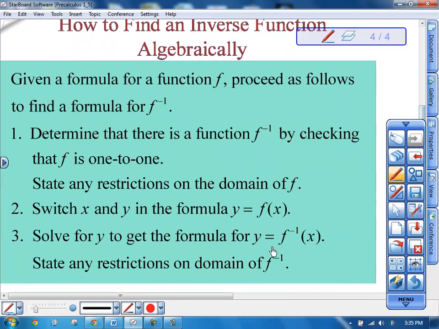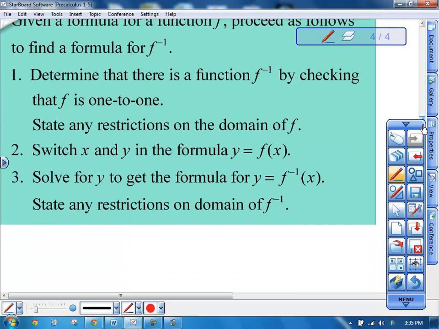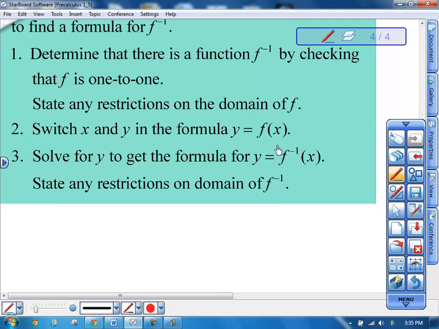Okay. Here are the steps the book gives for how to find the inverse function algebraically. They're good steps. First of all, to know if it even has an inverse that's a function, you want to check if it's one-to-one. Then state the restrictions on the domain. It helps to find the domain first because, like we talked about, the inverse is just, you switch the domain and range. Then you switch x and y, and then solve for y. Get the formula back, stating any restrictions on the domain of the inverse as well.